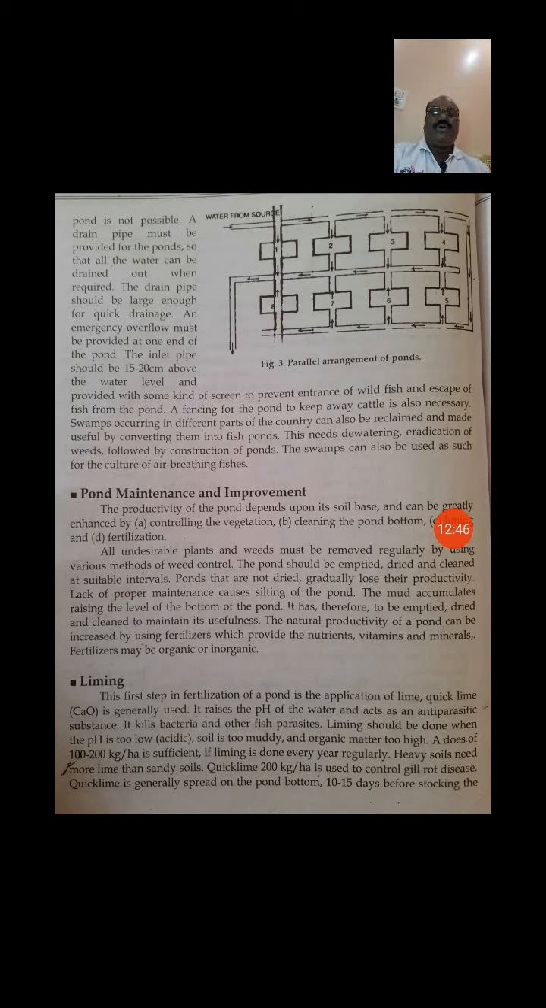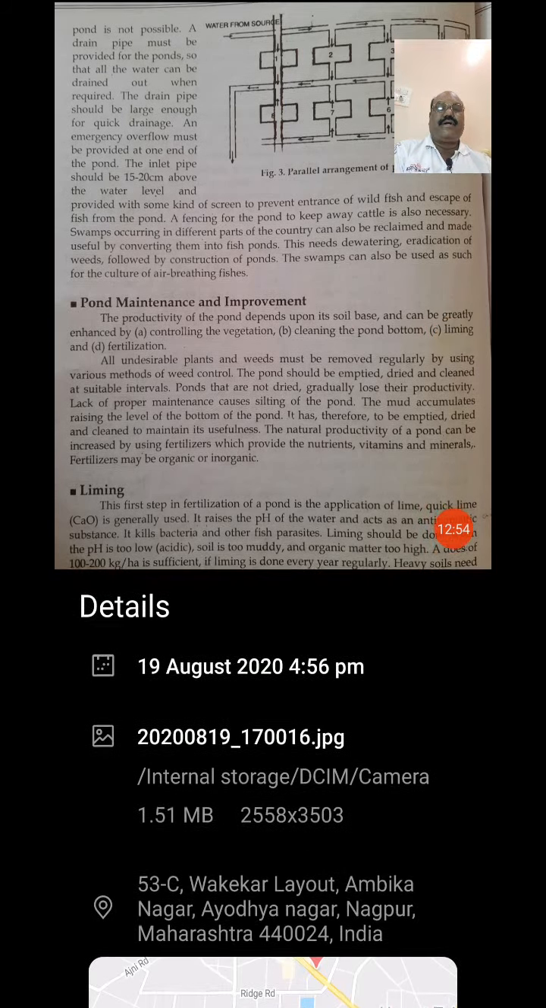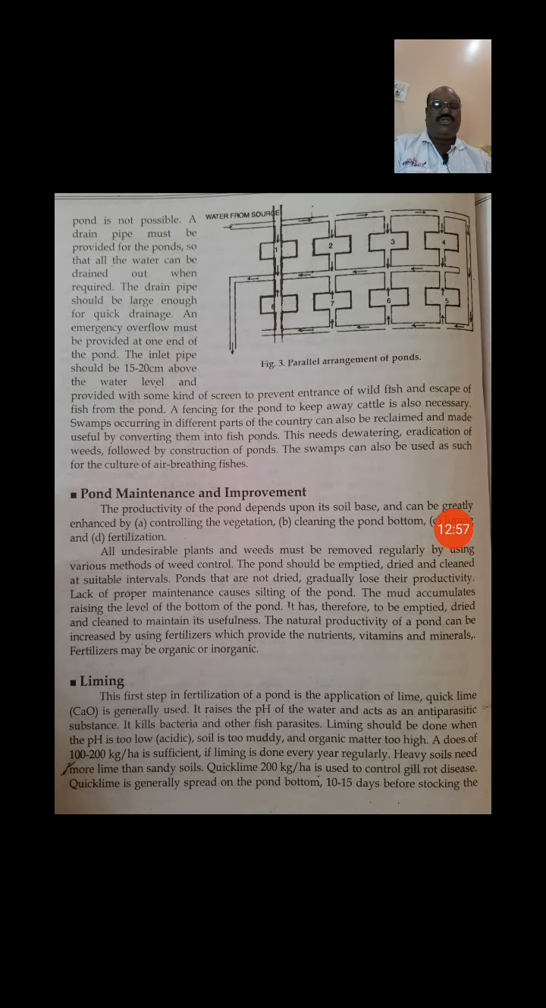Then the next point is pond maintenance and improvement. This is also very important because we have to maintain the pond for keeping the fish in good healthy condition. So next time we will see pond maintenance and improvement.